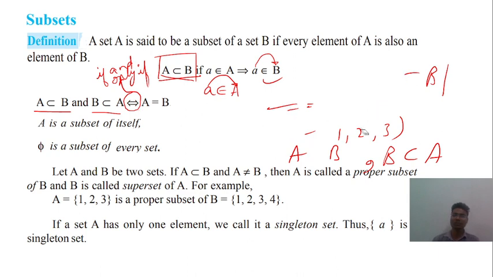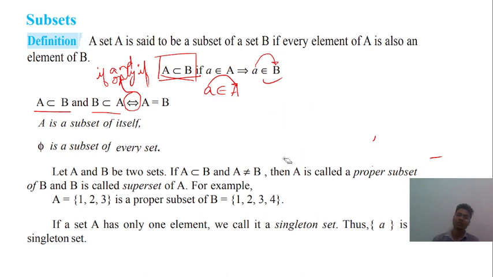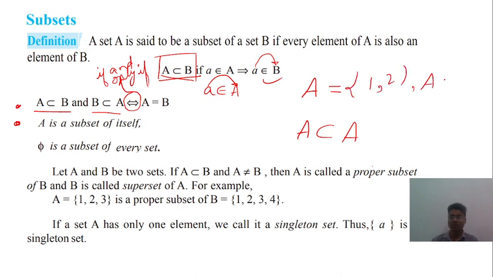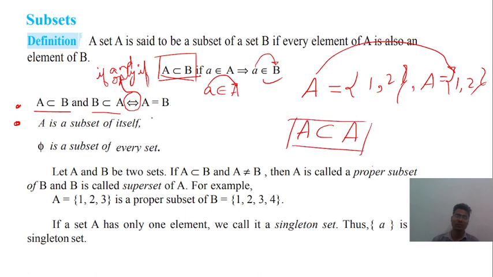Okay, so we all know what a set is right now. Now we will continue with the second star point, which says that A is a subset of itself. Is it true? Suppose A is 1, 2 and another A is 1, 2. So A is inside this other set, so A is a subset of itself.